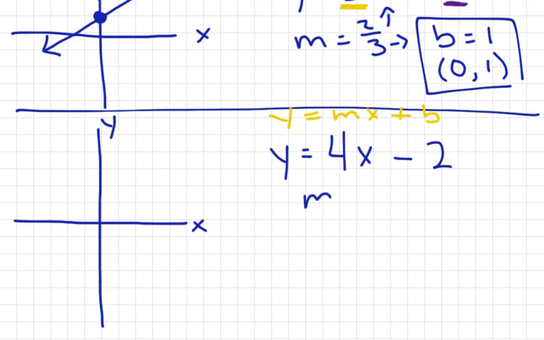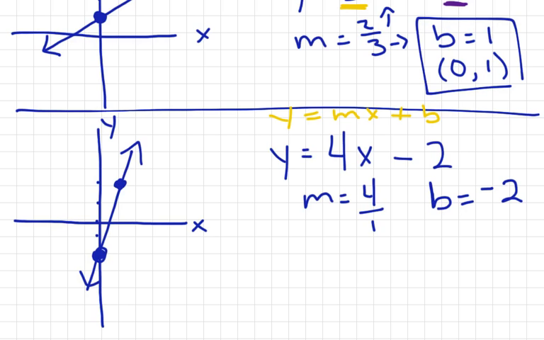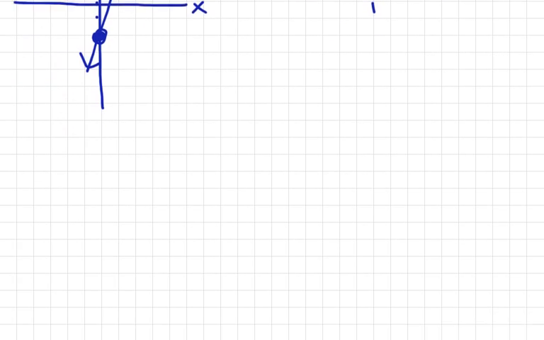Alright, so my slope is the whole number 4, but we need a rise over run. What understood number always goes under a whole number? A 1, exactly. And our b here is going to be negative 2. So we should plot this point, then go up 1, 2, 3, 4, and over 1. Okay? Let's do one more.